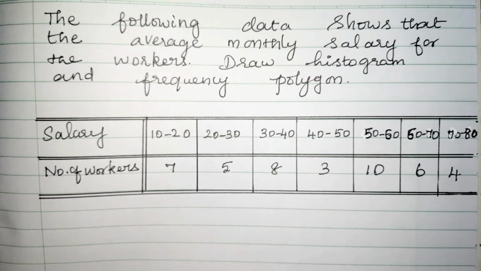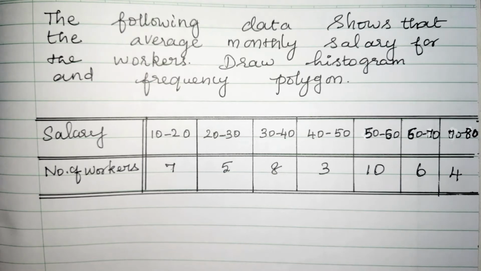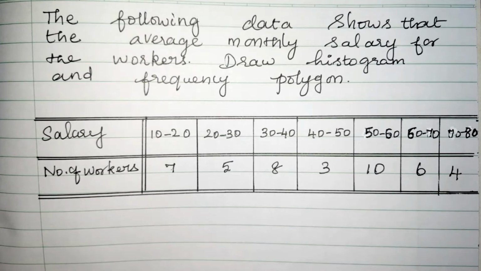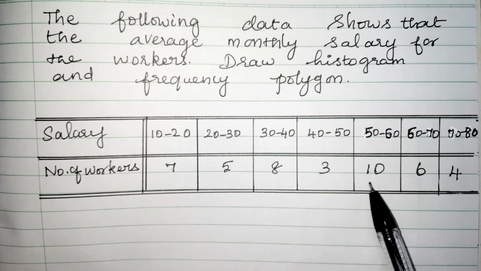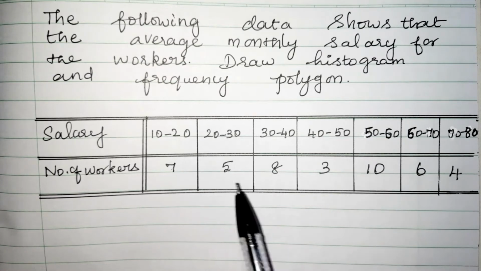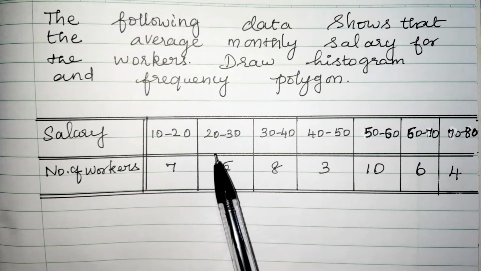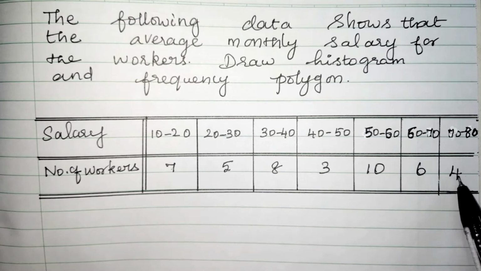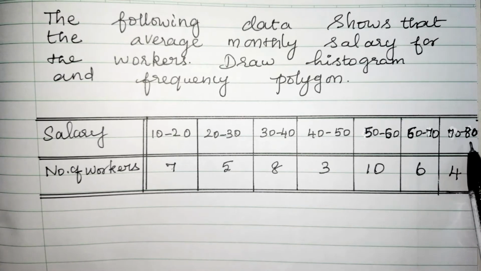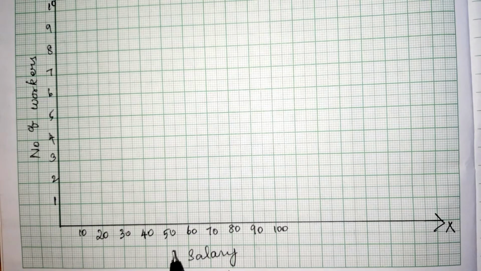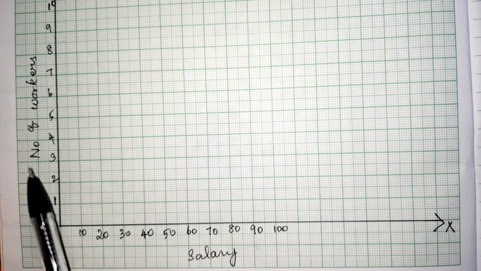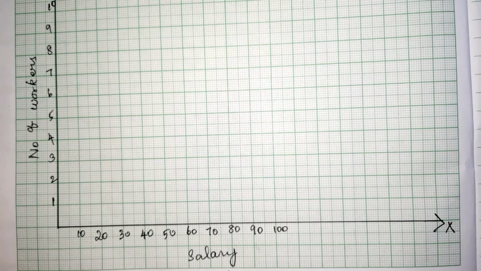Now the question is: the following data shows the average monthly salary of the workers. Draw a histogram and a frequency polygon for this data. The data is about salary and the number of workers. 10 members receive a salary from 50 to 60, 5 members receive a salary from 20 to 30, and 4 members receive a salary from 70 to 80. Here the x-axis represents salary and the y-axis represents the number of workers.